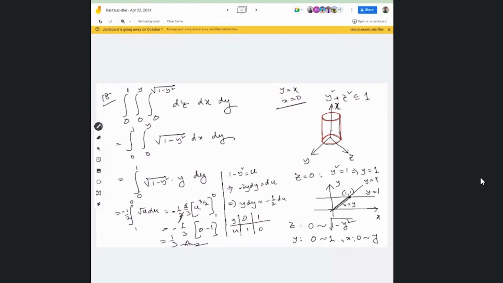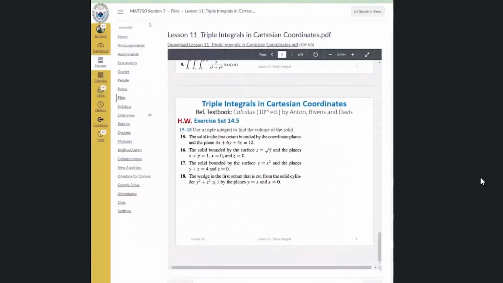Okay, so I believe everyone follows this calculation here. If you have no question, we'll move on to the next one. So here we have done 15 and 18, and 16 and 17 are left for your homework. If you face any difficulties solving 16, 17, you can visit my office or talk to my GA.